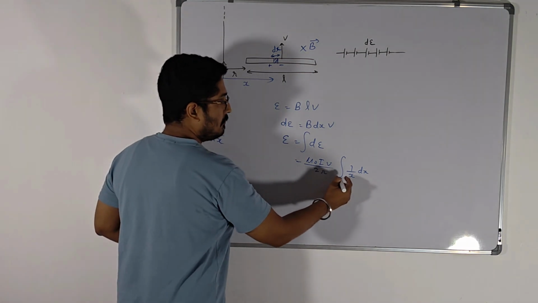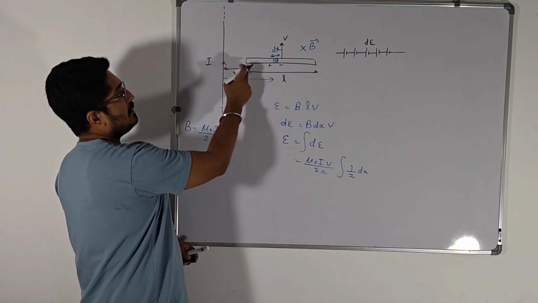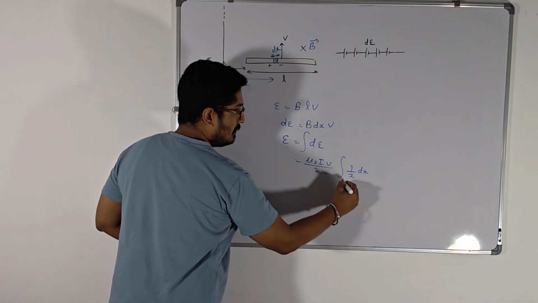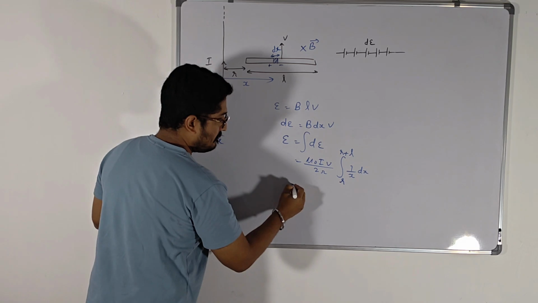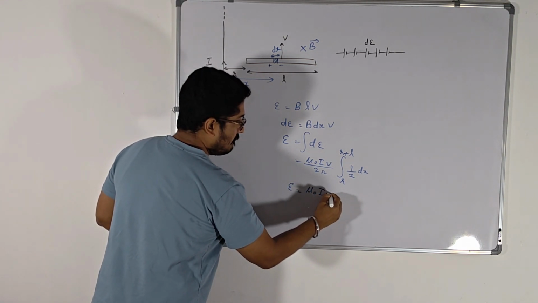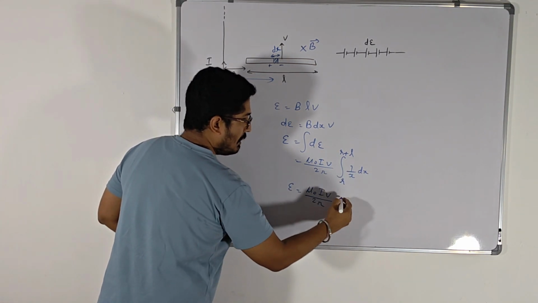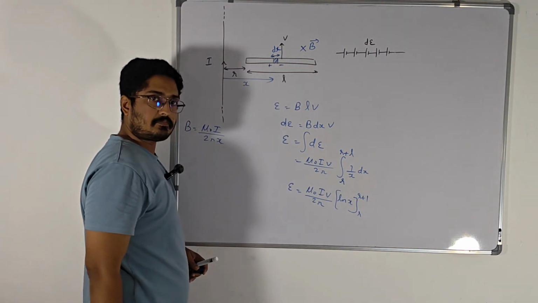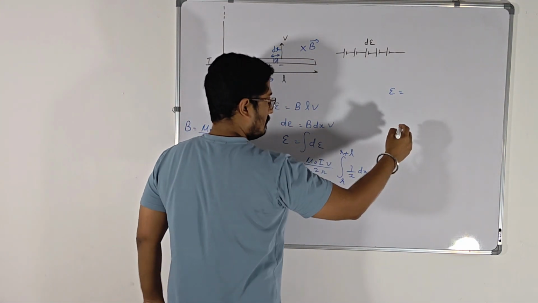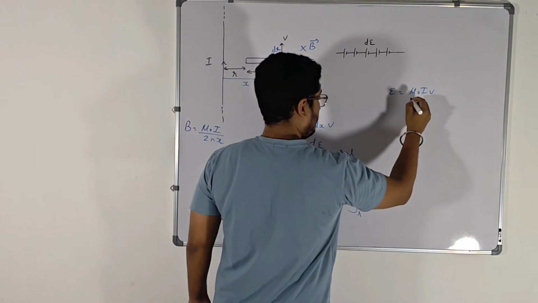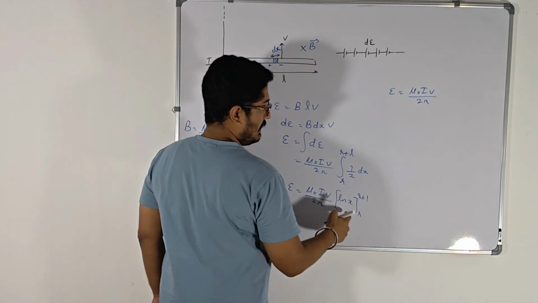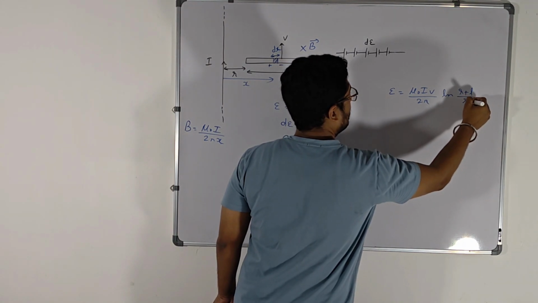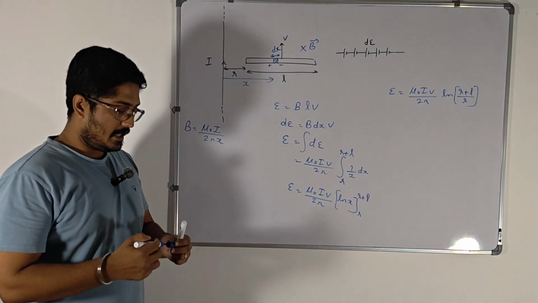The limits of my integration would go from where to where? My starting point would be r, and the last point of my rod would be r plus L. So I'll go from r to r plus L, and I'll get E equals mu naught IV divided by 2 pi, and 1 by x becomes natural log of x, with limits from r to r plus L. Therefore finally E equals mu naught IV divided by 2 pi times natural log of (r plus L) divided by r. That's it. This is the total EMF induced in the rod.